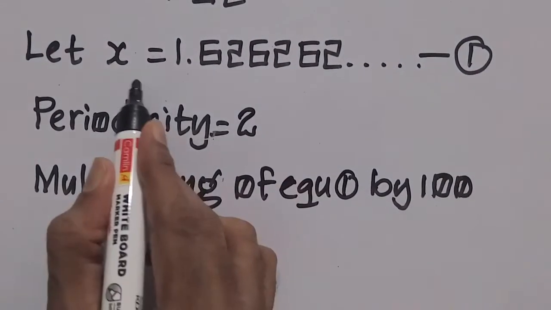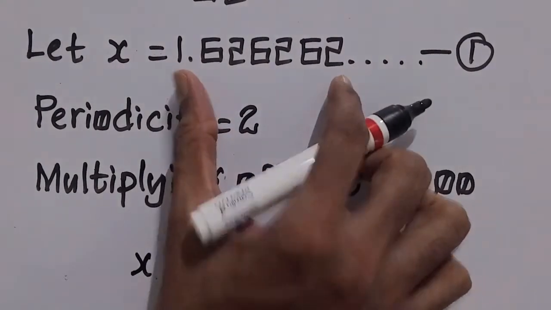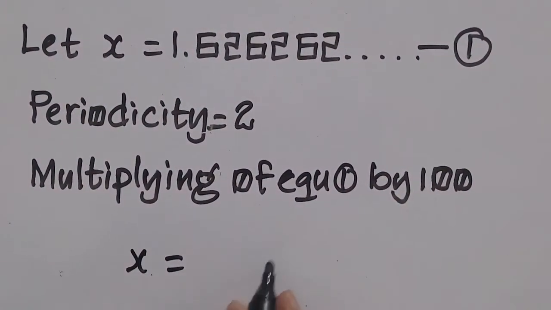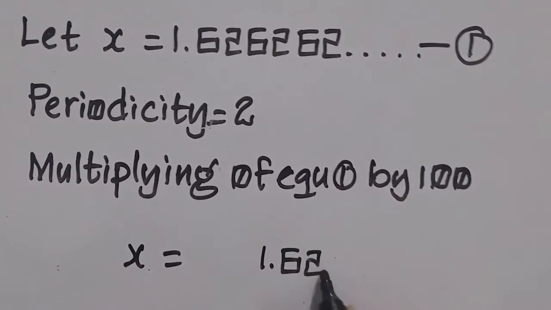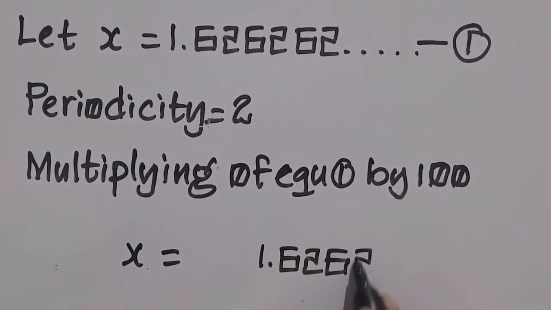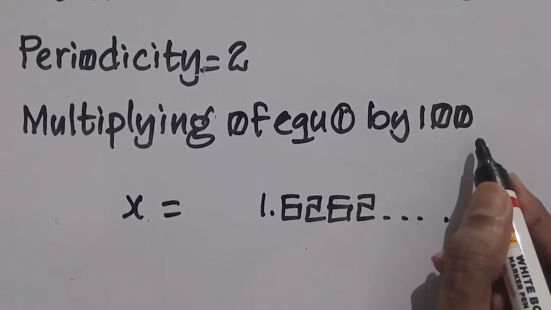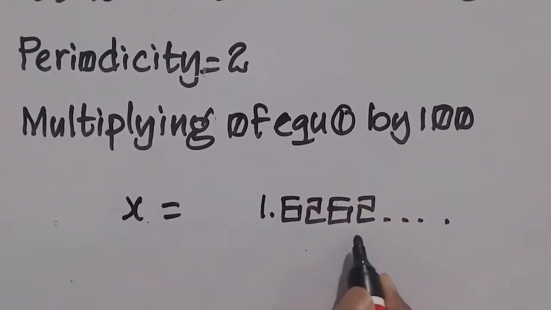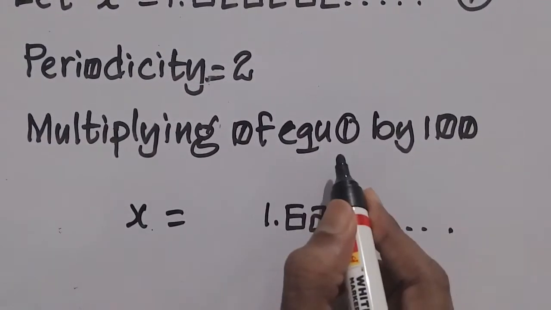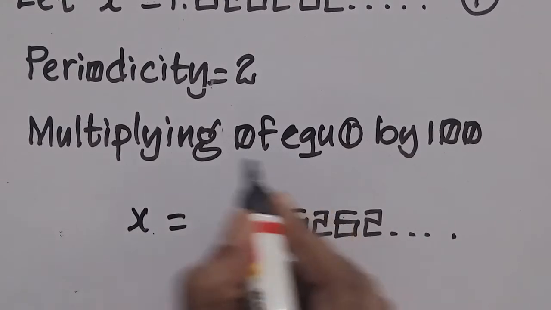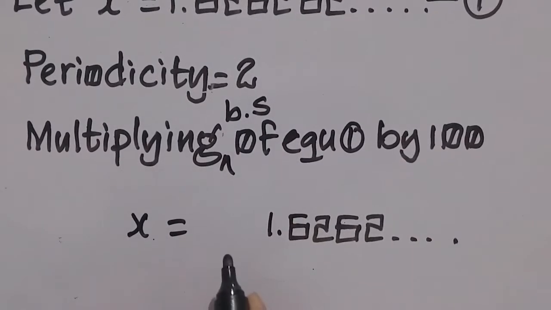Now, multiplying equation 1 by 100. First I will write this equation 1: x is equal to this RHS, 1.6262 and so on. But what should we multiply here? Multiply 100 to equation 1. This is equation 1, therefore we will multiply both sides. You write here BS, otherwise you will get confused.